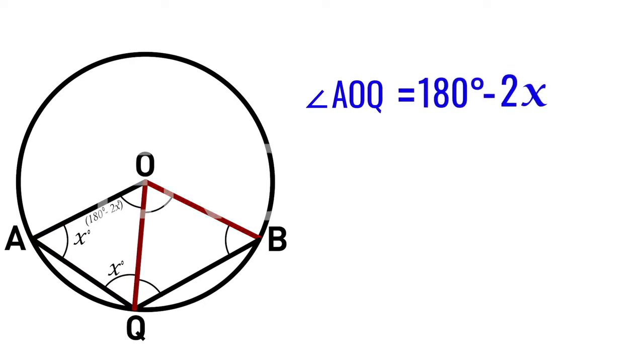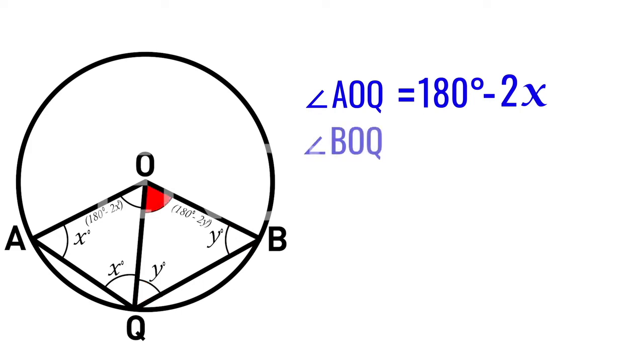Similarly, BO and QO are the radii of the circle. So again triangle BOQ will be an isosceles triangle. If angle OBQ is y degree, then angle OQB will also be y degree.